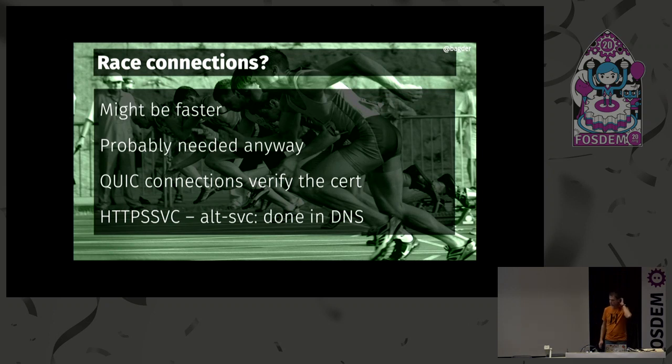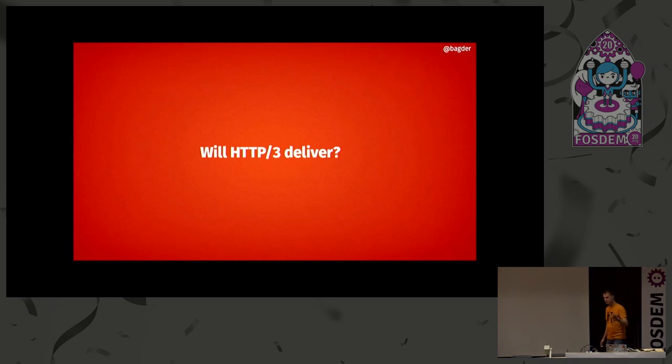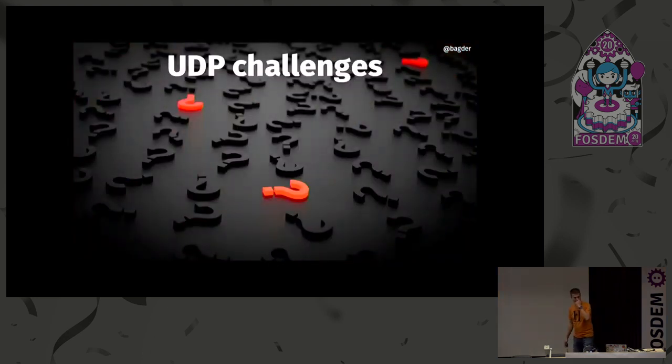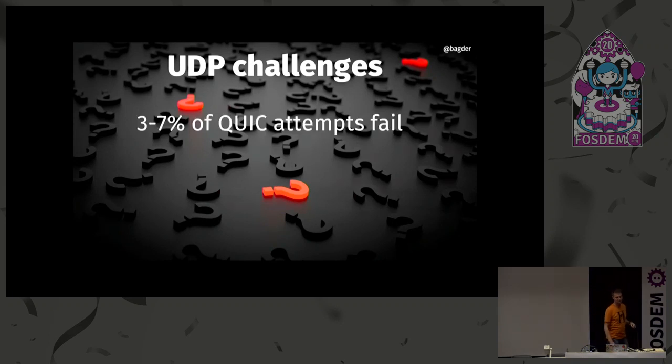So, okay, assuming this all lands, how will we do this? Will it work? Will HTTP 3 be the best thing ever starting immediately? So there are a few challenges. First, there are some things. We do this over UDP.